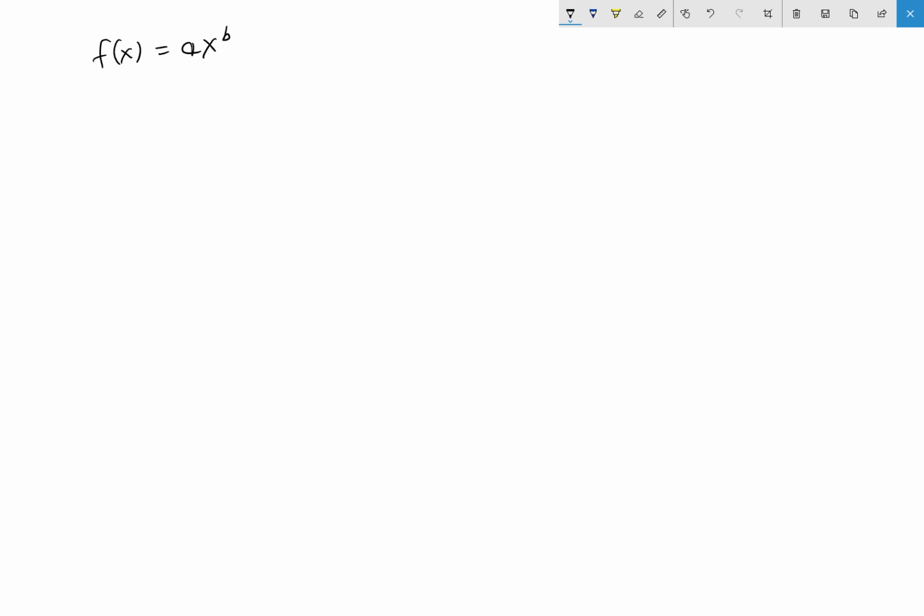And this covers an awful lot of physical laws, like the law of gravity, for example, is 1 on r squared. So that's a b equals -2 type power law. And even though power laws are not linear, at least in general, we can still use a linear least squares fit to solve for the coefficients a and b given some data.